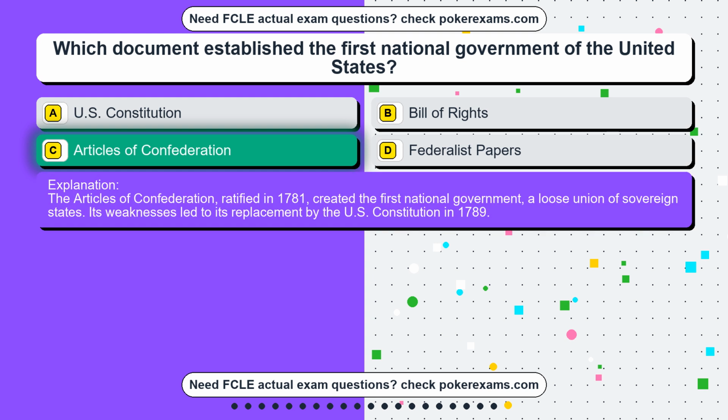The Articles of Confederation, ratified in 1781, created the first national government, a loose union of sovereign states. Its weaknesses led to its replacement by the U.S. Constitution in 1789.